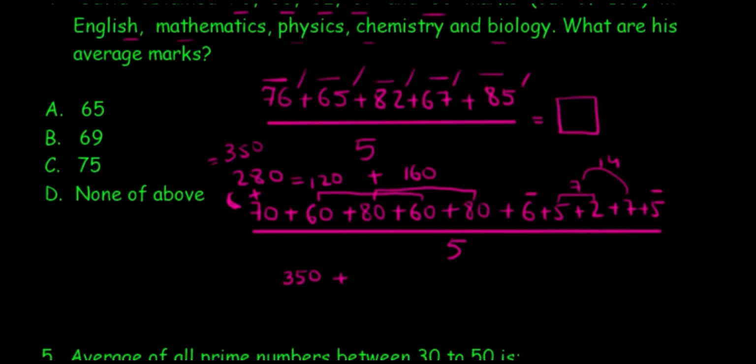And 6 and 5, actually 6 and 14 is a 20. 20 and 5 is a 25. All of them done, 25. Now, when I look at this, do you see I'm not going to add them? Because I quickly realized if I add them up, I would end up getting a 375.